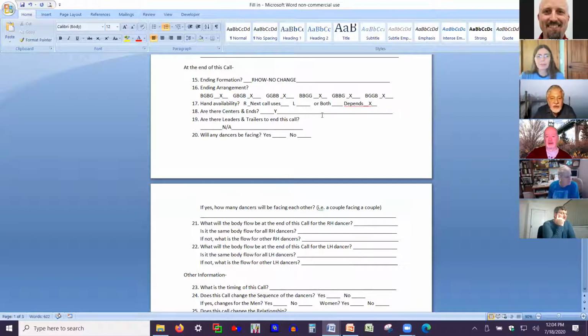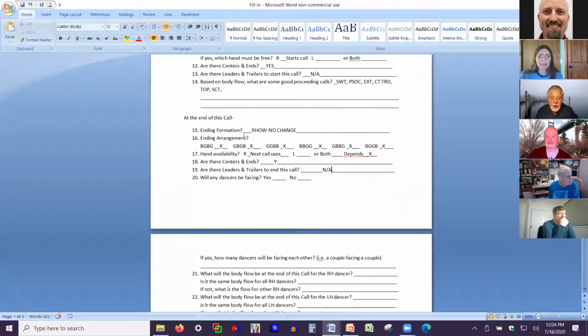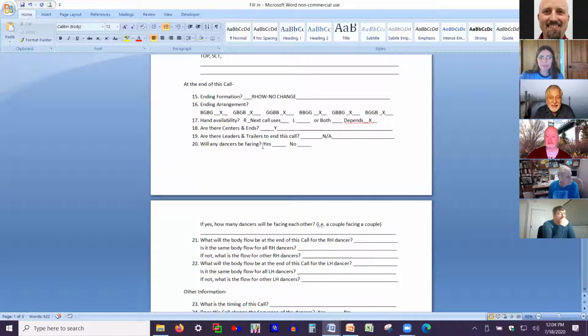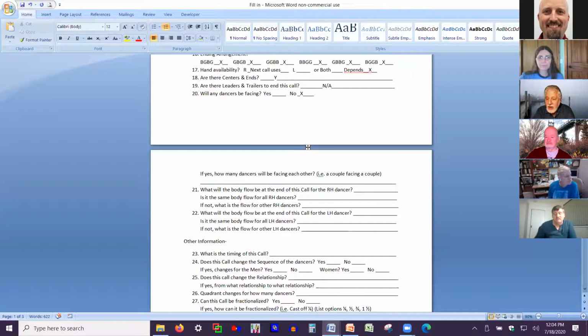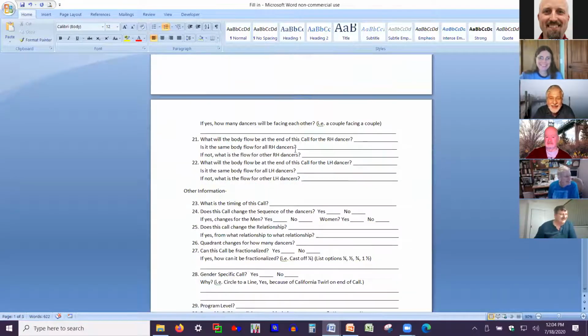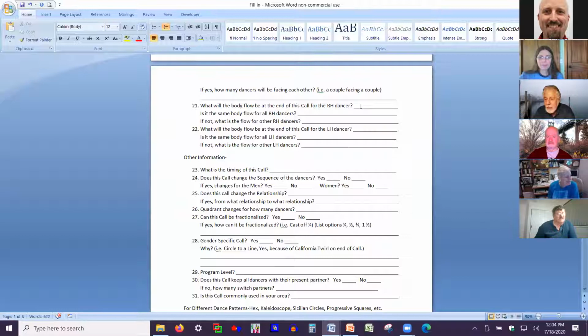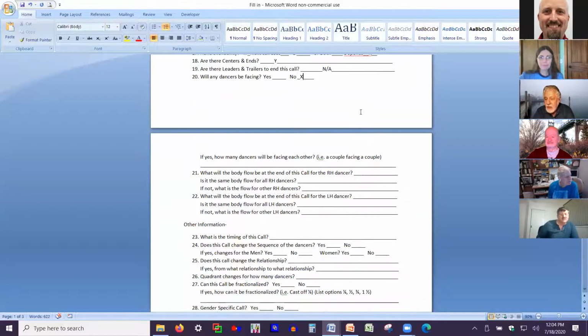Where are we on the list? Well, I just put that there's still centers and ends, and we decided that the leaders and trailers were not applicable because if it wasn't applicable at the beginning and we're still in the ocean wave, then it's probably not applicable here either. Will any dancers be facing at the end of this? No. Depends if they make their ocean waves properly. Okay. Again, that's another one with the swing through because an ocean wave is facing couples. An ocean wave is not facing couples. It depends on how you look at it.